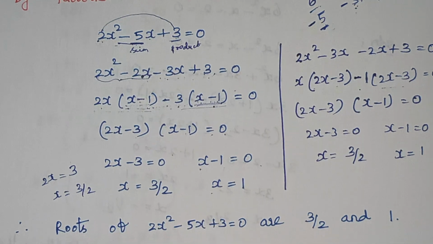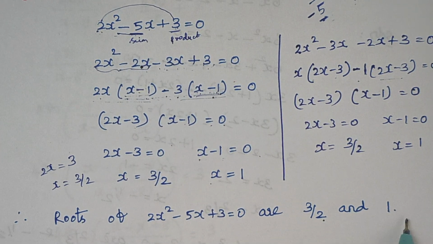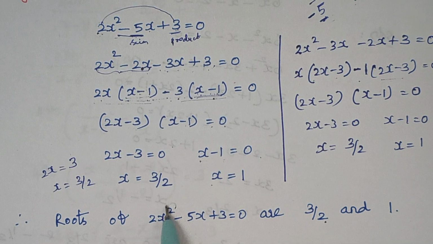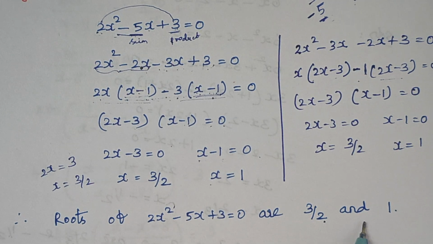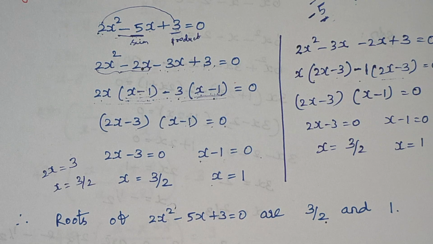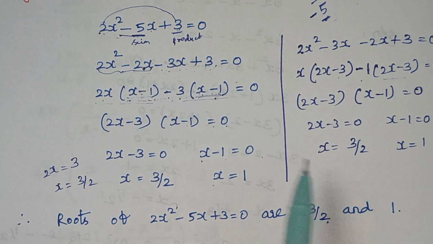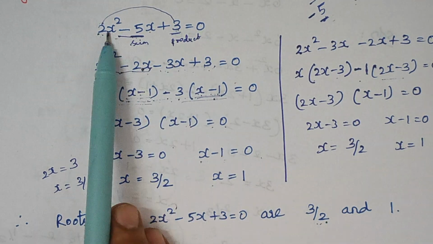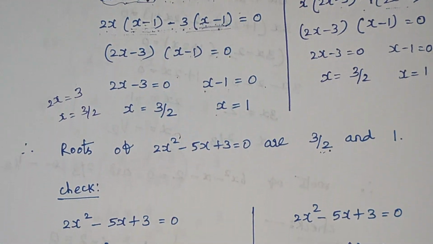So therefore, the roots of this equation are 3 by 2 and 1. Since this is a quadratic equation, that is the maximum power is 2, we will be having 2 roots. So one is 3 by 2 and another one is 1. Now we are going to check whether the roots are correct or not. So for checking, again we have to substitute these values in the place of x in the given equation. So first write down the given equation.